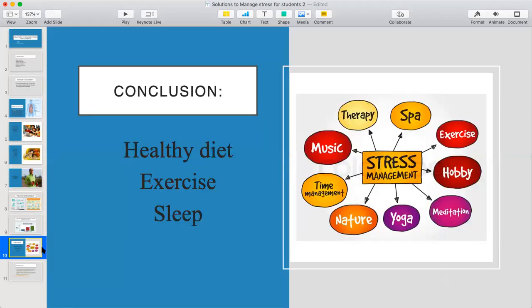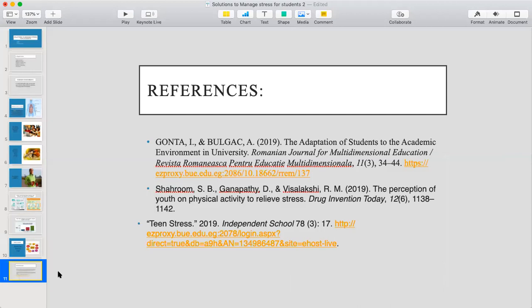Then the concluding slide: healthy diet, exercise, sleep, and then the student added another diagram offering more solutions than what they mentioned, which is not such a bad idea. It's okay. Most importantly, the reference list. You have 3 sources. Of course, we need 6 sources. So although the student here included a reference list, which is good, they are missing 3 sources. We need to have all the sources that you used in the reference list.